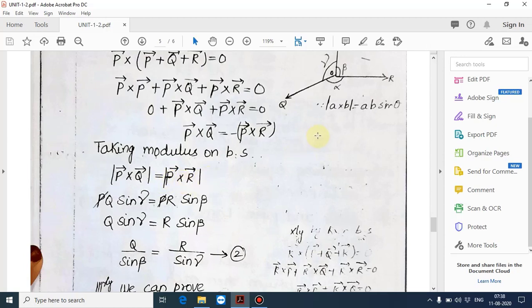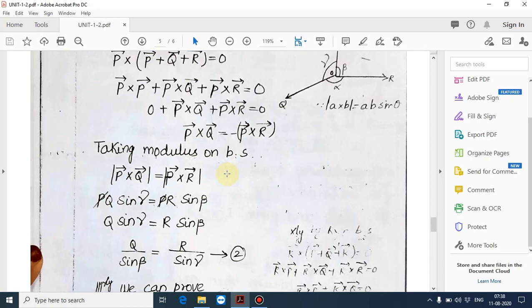See here, we know that modulus of A cross B is equal to AB sin theta. This is one important result. You take note of it. Modulus of A cross B is equal to AB sin theta. So modulus of P vector cross Q vector is equal to PQ sin gamma.